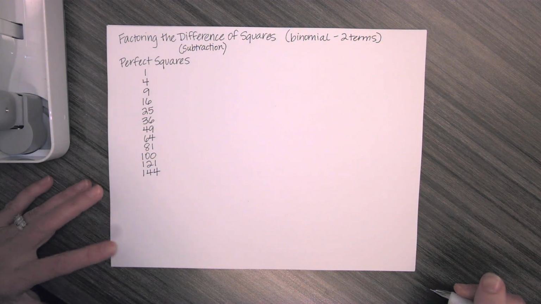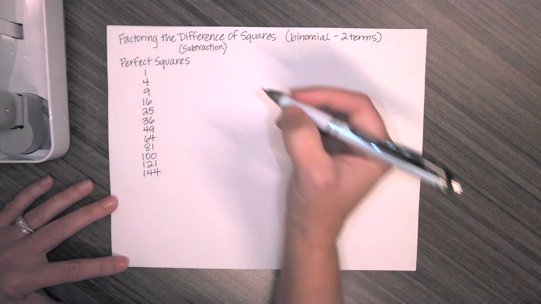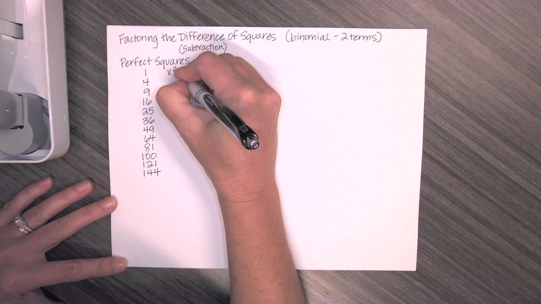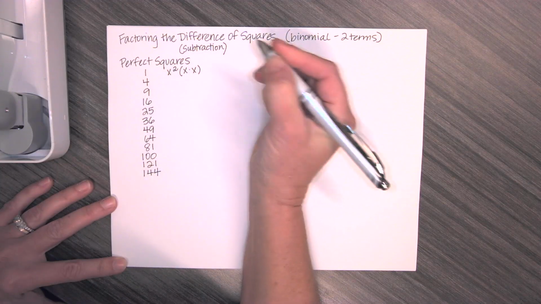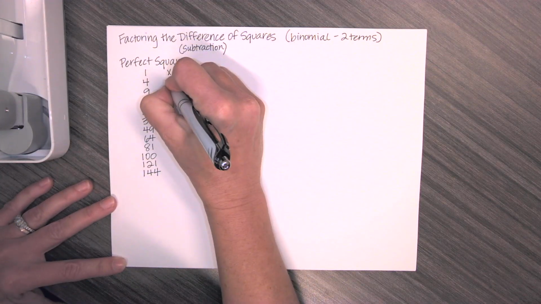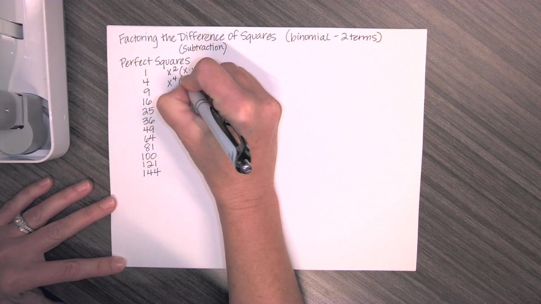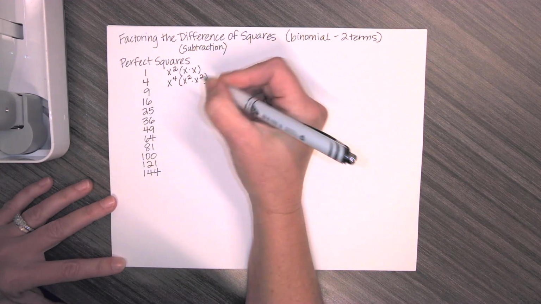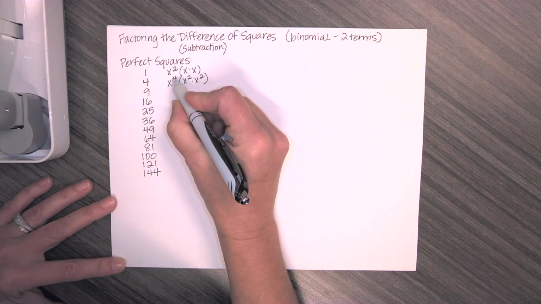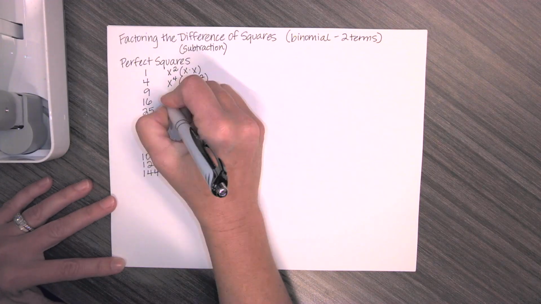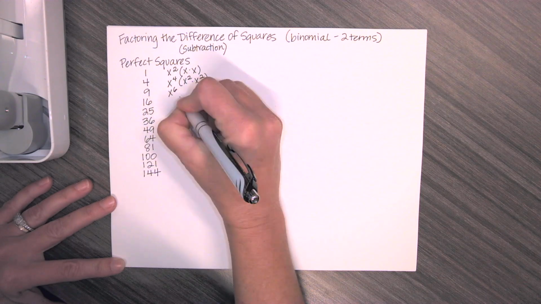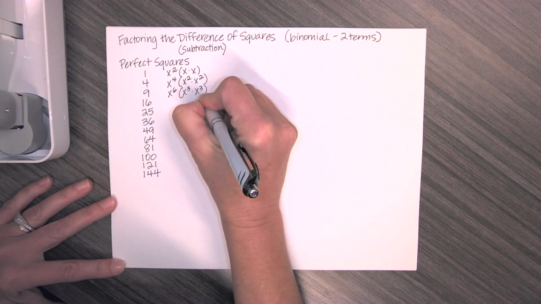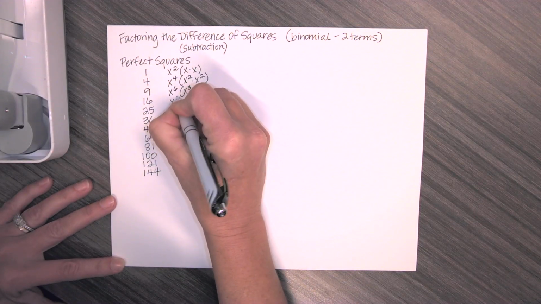We can also have some variable terms that are perfect squares. X squared is a perfect square because it comes from multiplying x times itself, or squaring an x. X to the fourth is a perfect square because it comes from multiplying x squared times itself. X squared times x squared is x to the fourth. Remember, when we're multiplying, we add our exponents. The next perfect square would be x to the sixth. That comes from x cubed times x cubed.